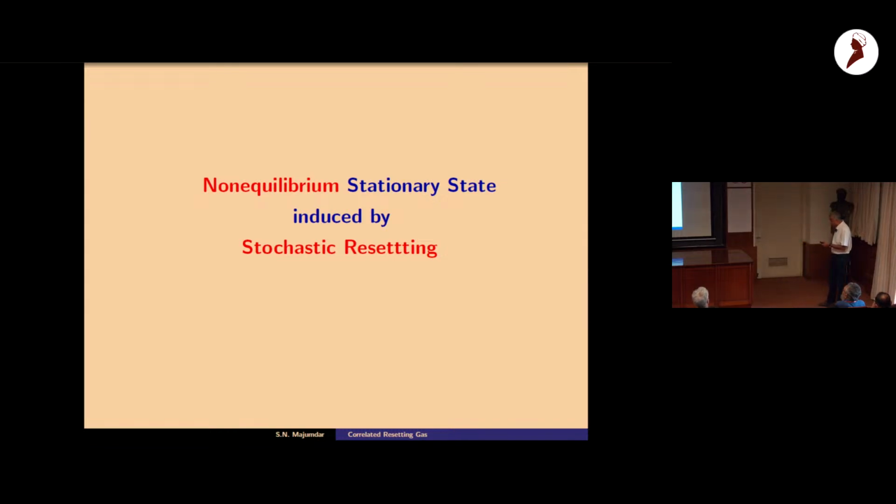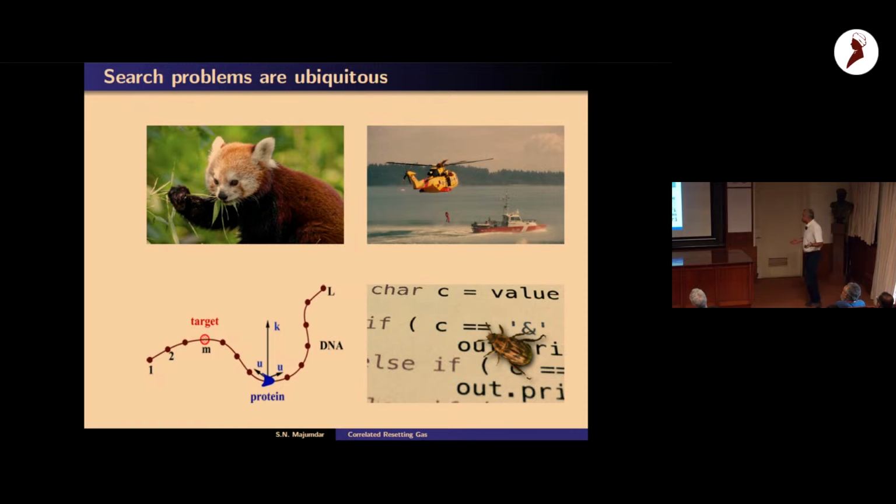It came from search problems. As you know, search problems are ubiquitous in nature. For example, animals searching for food, helicopters searching for survivors after a shipwreck, or even a protein searching for a site to bind on a DNA, or even a more mundane example, when you are writing a computer program and you are debugging and you want to find the bug, basically.